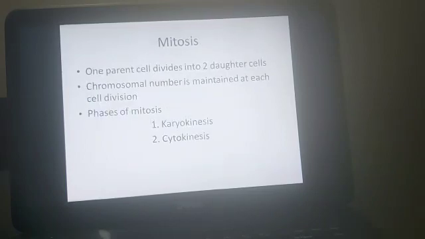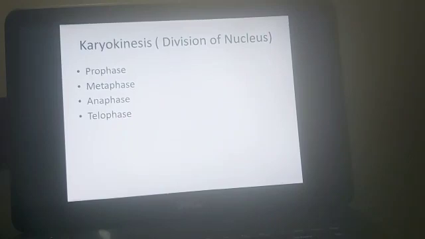Now in mitotic division, one parent cell divides and forms two cells. Therefore, after each mitotic division, the chromosomal number is maintained. There are two phases in mitotic division. One is cytokinesis, the second is karyokinesis. Karyokinesis, the word karyo indicates the nucleus. Karyokinesis has four different stages: prophase, metaphase, anaphase and telophase.